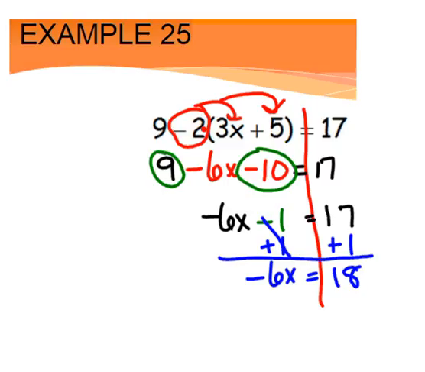Finally, I want to inverse the coefficient. The coefficient in this problem is the negative 6, and it is multiplying against the variable. The opposite of multiplying is to divide, so we're going to use a division bar to divide by the coefficient of negative 6 on both sides. That will leave us with x on the left and an answer of negative 3.